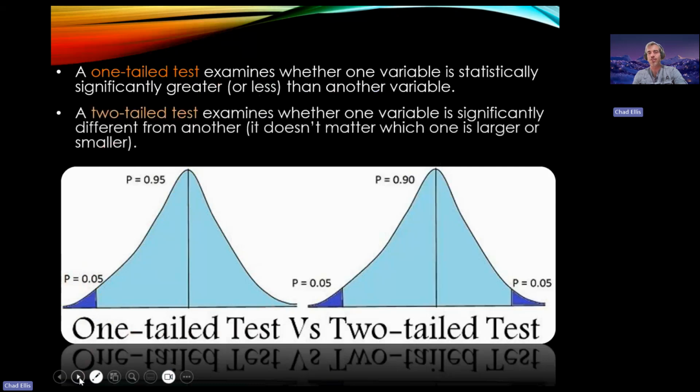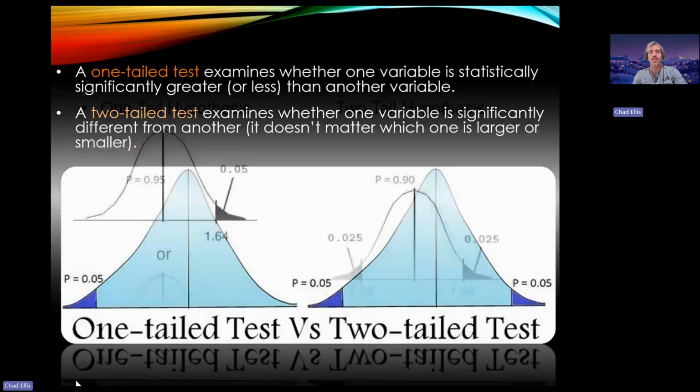A two-tailed or non-directional test doesn't care whether one variable is greater or less than another, which one is greater and which one's less. It only cares whether there's a significant difference between the two variables. So it doesn't care which one is greater than the other one. It only cares whether there is a significant difference between the two variables. So that's what's referred to as a two-tailed or non-directional test.